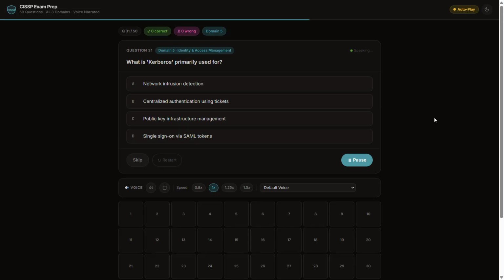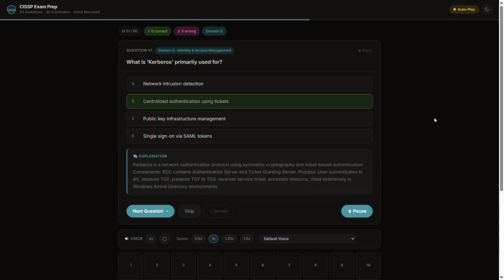Question 31. What is Kerberos primarily used for? Options: A. Network intrusion detection. B. Centralized authentication using tickets. C. Public key infrastructure management. D. Single sign-on via SAML tokens.